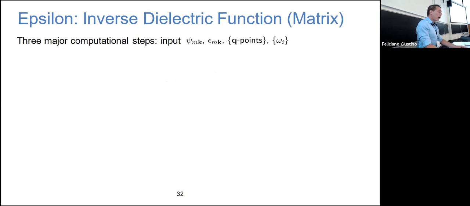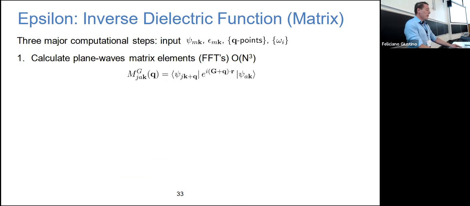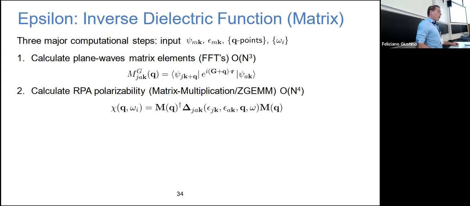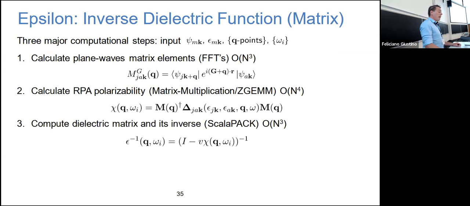Now, in Epsilon, we take as input the wave function, mean field energy, Q-grid width, and frequency. The first step is to compute a set of matrix elements, which is essentially an overlap between the conduction and valence wave functions of the mean field calculation with an auxiliary plane wave basis, which is used to expand the polarizability and dielectric function. After that, we compute the polarizability and its frequency dependence. This is nothing more than a big matrix multiplication. At the core level, we implement this operation as a ZGEMM, and this is the part which is the bottleneck of Epsilon. Once we have computed the polarizability, we scale by the Coulomb potential, we invert the matrix, and we have the inverse dielectric function.